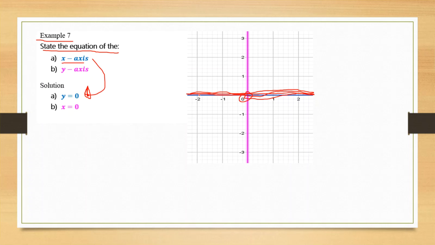For the y-axis, which is the vertical line, we must get x equals something. And it goes through 0 as well. So x equals 0.